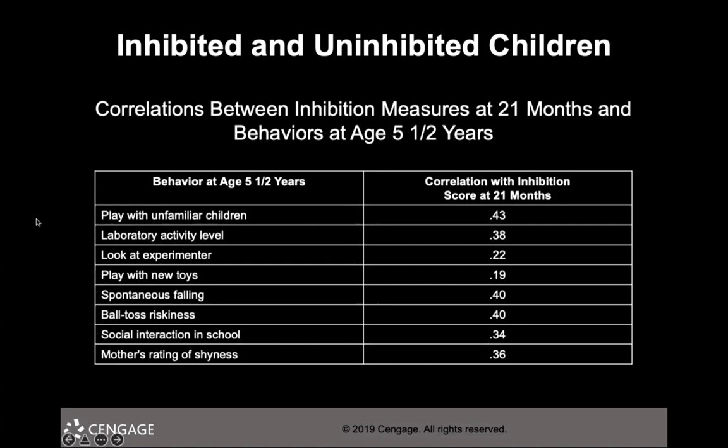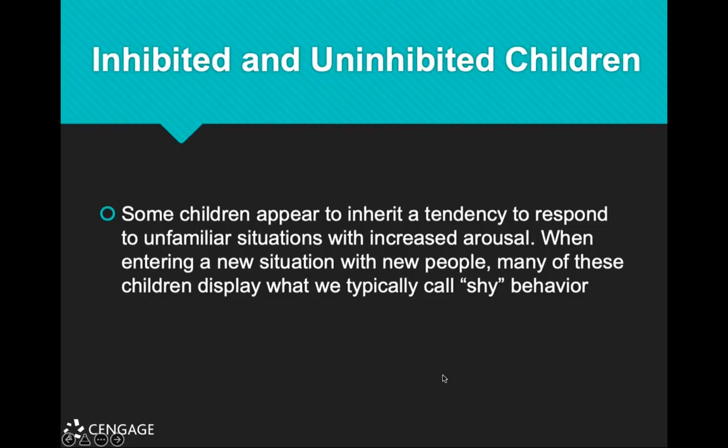let's say, which is the highest one here, playing with unfamiliar children, right? So the correlation between your ability to play with unfamiliar children at age 21 months, as well as the age 5.5 years, was very high. And you could see the same across the different behaviors, right? Ball toss riskiness. So if you felt that the ball tossing was a risky behavior at 21 months, you also felt similarly at age 5.5 years.